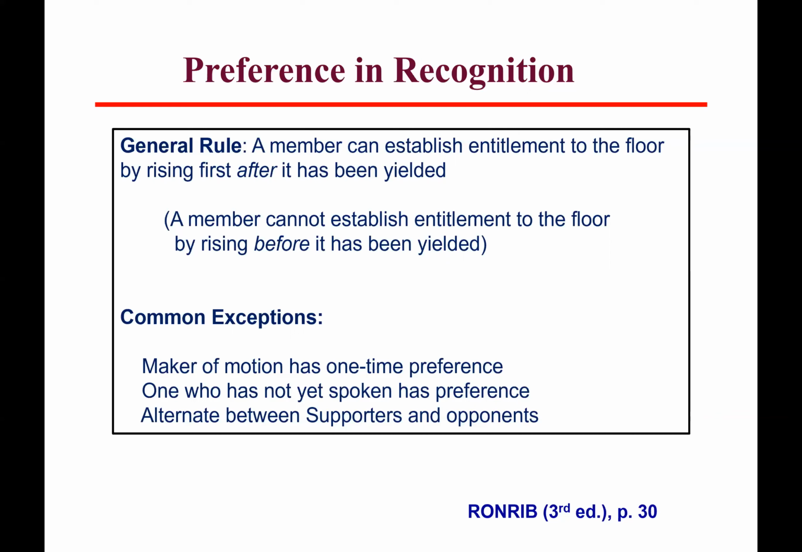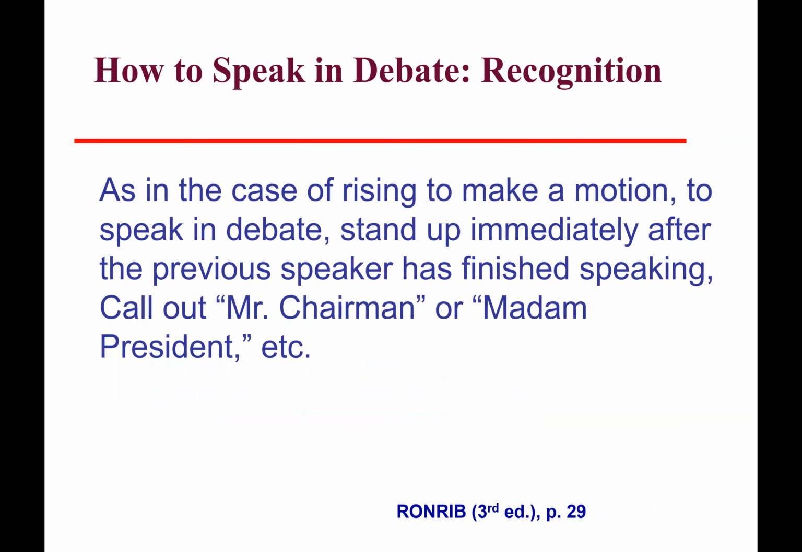And the other thing the chair is supposed to do is to alternate as much as possible between supporters and opponents. So if the chair says, well, we just heard from somebody who is opposed to the motion, now you would ask, is there anyone who would like to speak for the motion? Or you might even say, is there anyone who's not yet spoken who would like to speak for the motion? So that you're trying to accomplish both of those aims: one who has not spoken yet, and alternating between supporters, the pro and con in the debate.